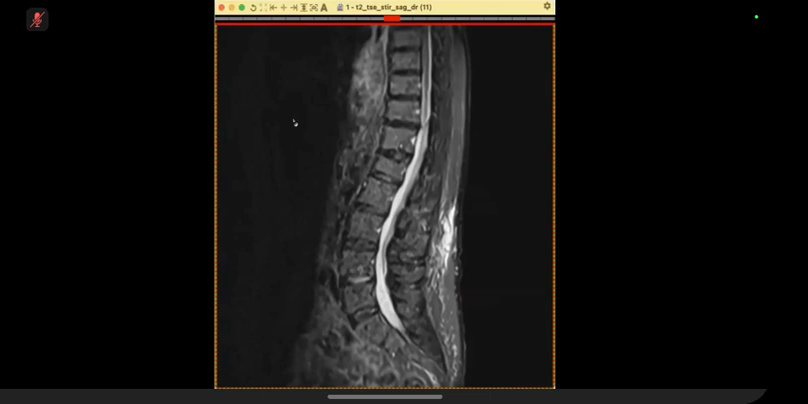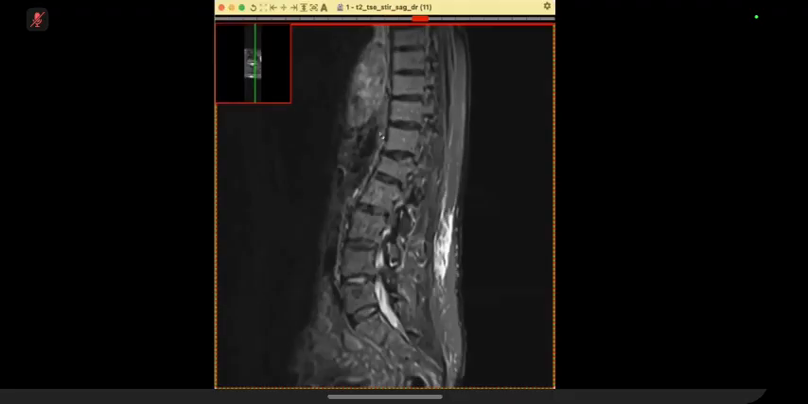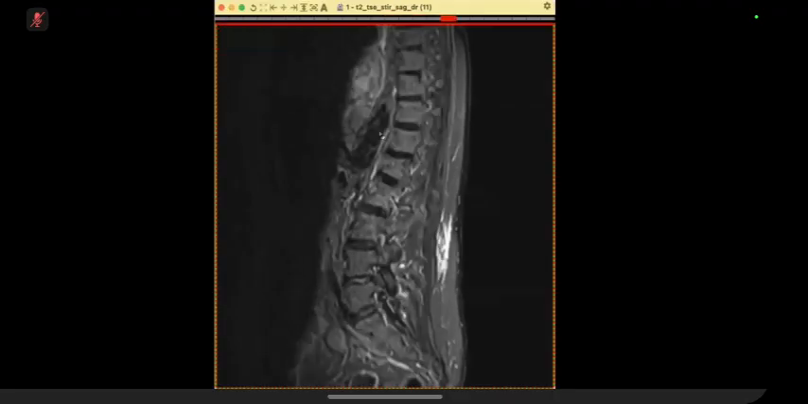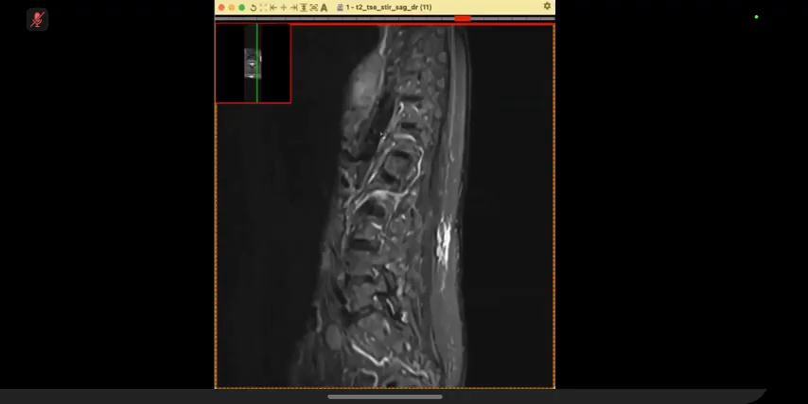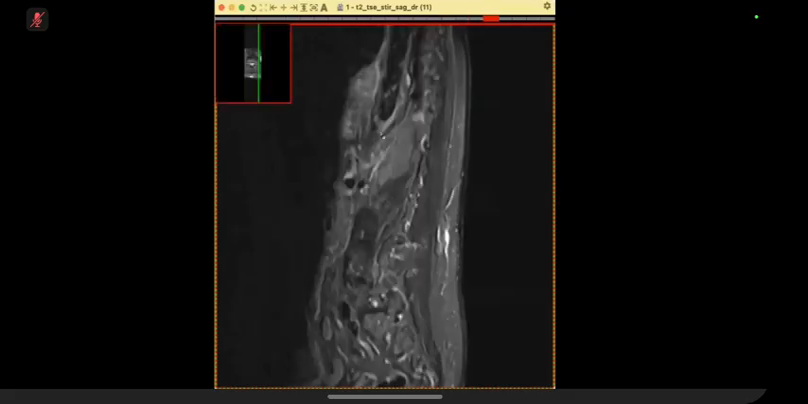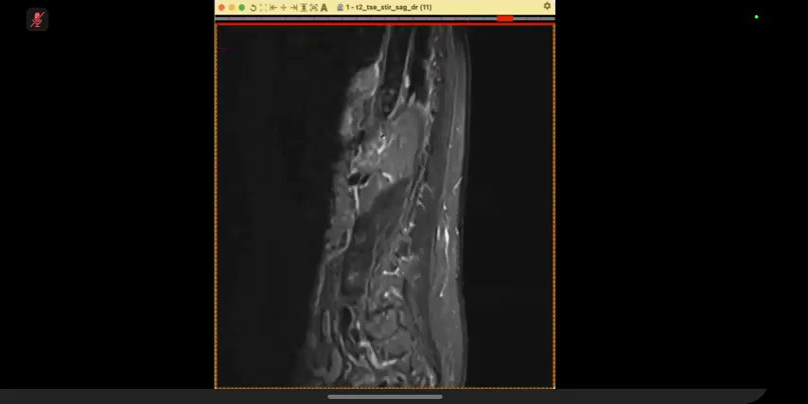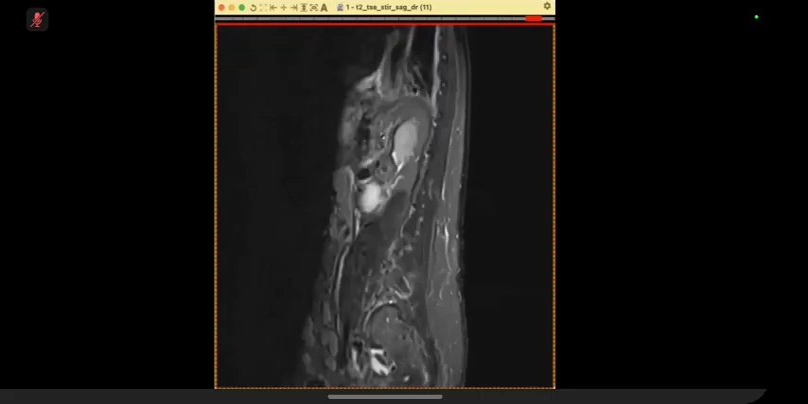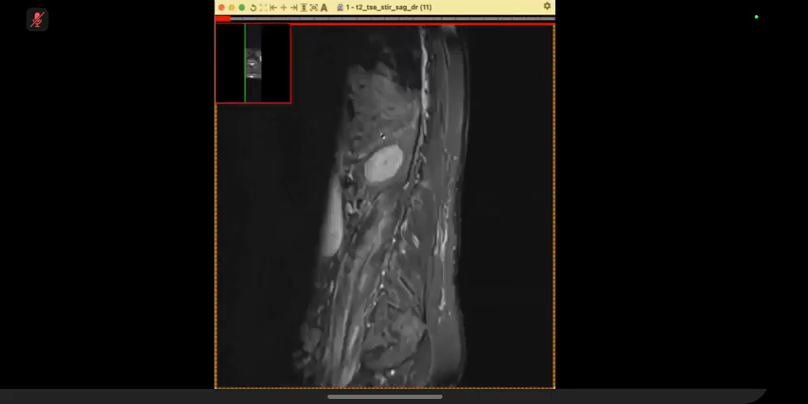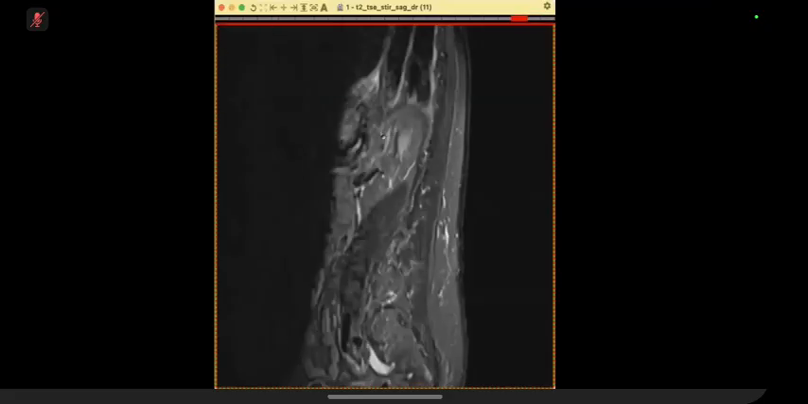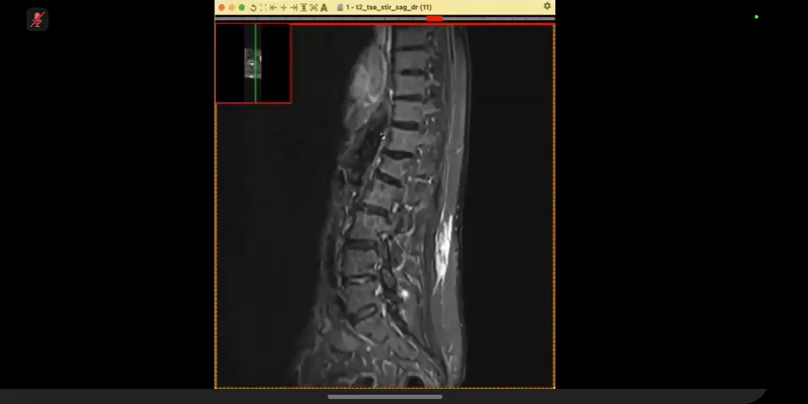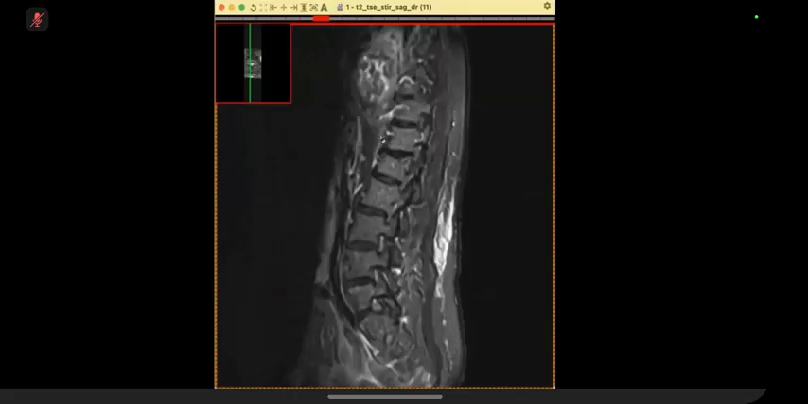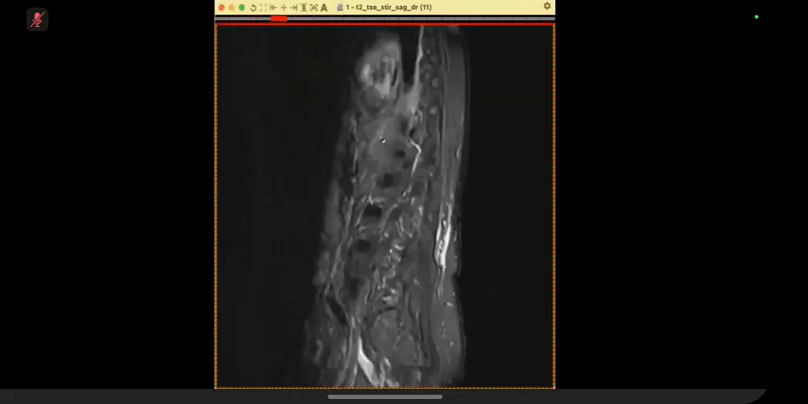Right-sided symptoms. Can I scroll, doctor, to the right side? Yeah, so let me do it for you. Right now, I am on the left side. I repeat, I am scrolling on the left side. Okay? Yes, doctor. And now I am going to the right side.